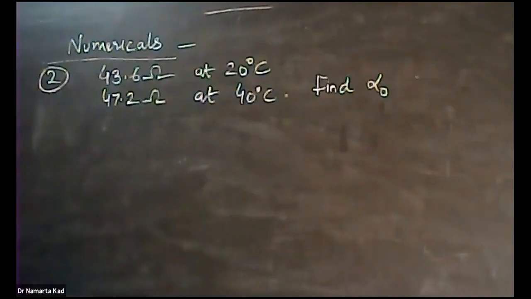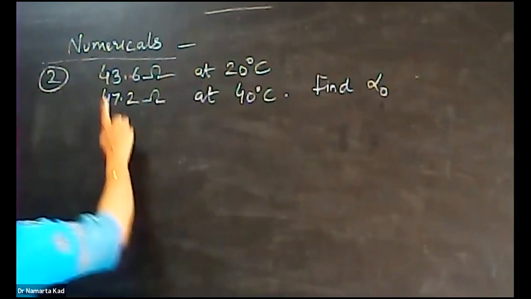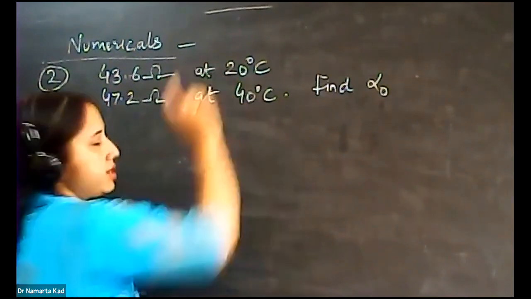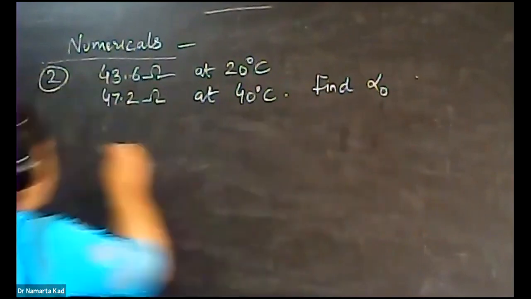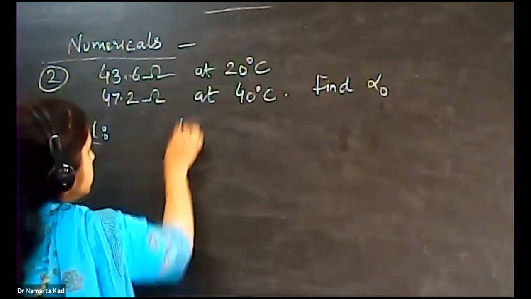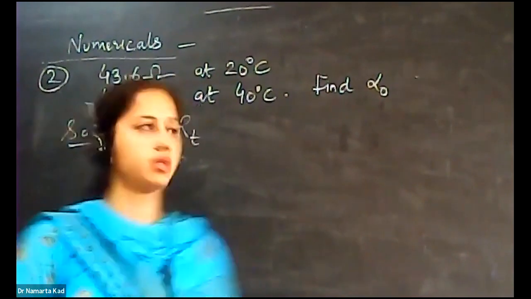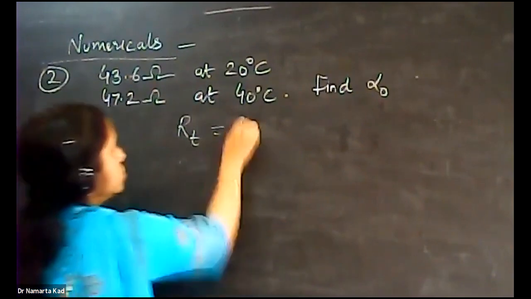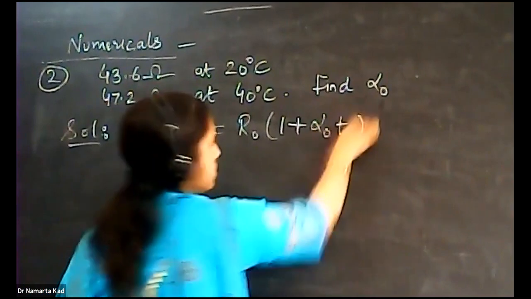Okay, for this next numerical, it is given that 43.6 ohms at 20 degrees C and 47.2 ohms at 40 degrees C. Okay, and you have to find out alpha naught, and for its solution you have to use the formula, that is RT, जो basic formula है as per the definition उसको हम use करेंगे. So RT is equal to R naught into 1 plus alpha naught into T.